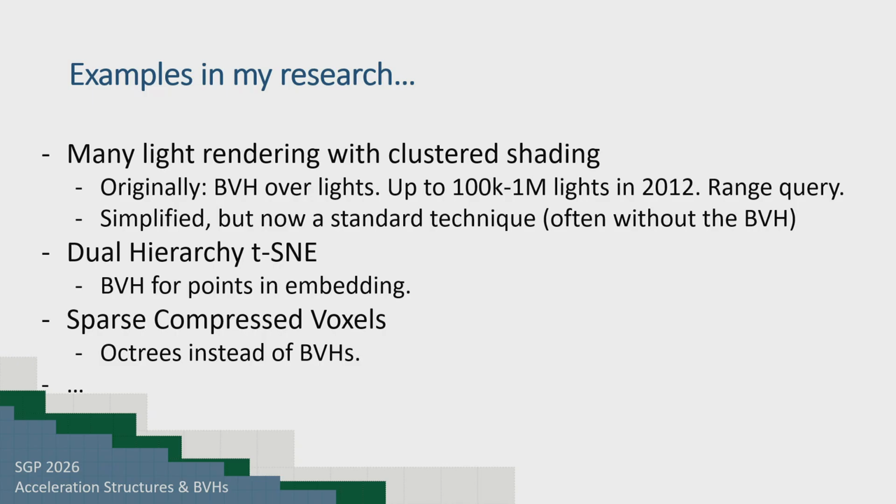In Delft, I work with a colleague, Mark, on t-SNE, which is a way of visualizing high-dimensional data in a low-dimensional embedding. And there we also use the BVH to figure out neighborhoods of points. One of my current main topics in research is compressed voxels. While we don't really use BVHs directly, we have a very closely related data structure, an octree, where we don't actually use it for acceleration, but for compression instead. So that's another thing you can sometimes do with this.